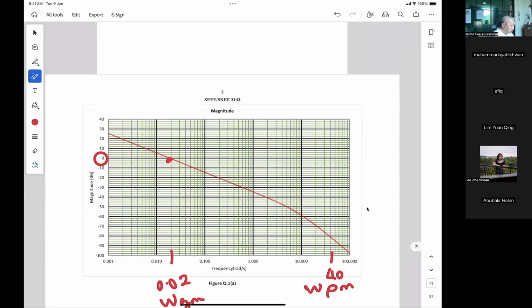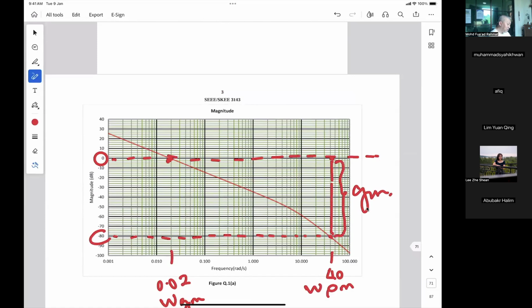So gain margin occurred at the phase crossover frequency, which is here. Then this is 0. You can see the gain margin is, so this is the gain margin, very big.